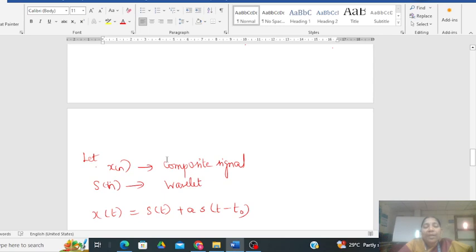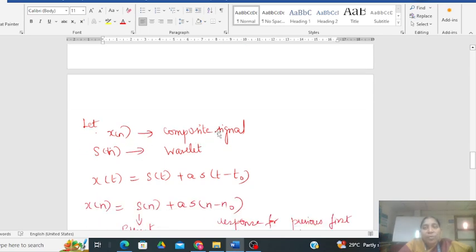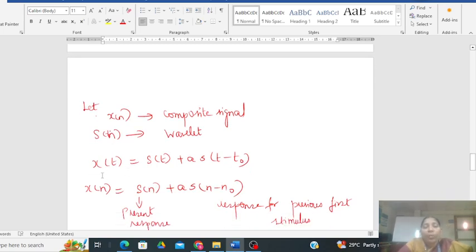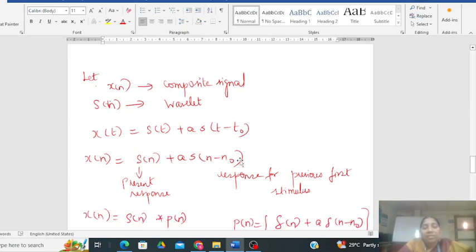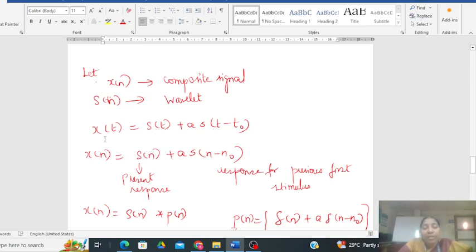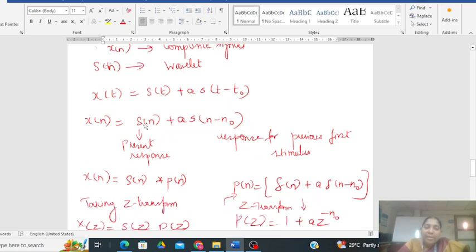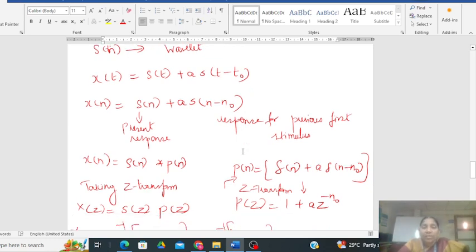So now to prove that, let us have an x of n consisting of a composite signal, where s of n is a wavelet. Now when it is expressed in the analog domain, x of t equals s of t plus a into s of t minus t naught. When you express this in the discrete domain, it will be x of n equals s of n plus a into s of n minus n naught. This s of n represents the present response. s of n minus n naught represents the response for the previous stimulus.